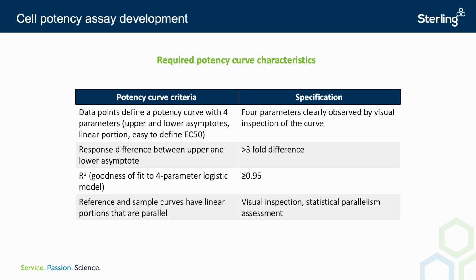Finally, in order to give confidence that the sample and reference are interacting with the cells in the same way, the linear portions of the respective potency curves must be parallel, with parallelism established by both visual inspection and statistical analysis of the curves. Assay parameters that affect these characteristics are as described previously: drug concentration series, drug incubation time, and cell seeding density. Development steps varying these parameters are shown in the next couple of slides.